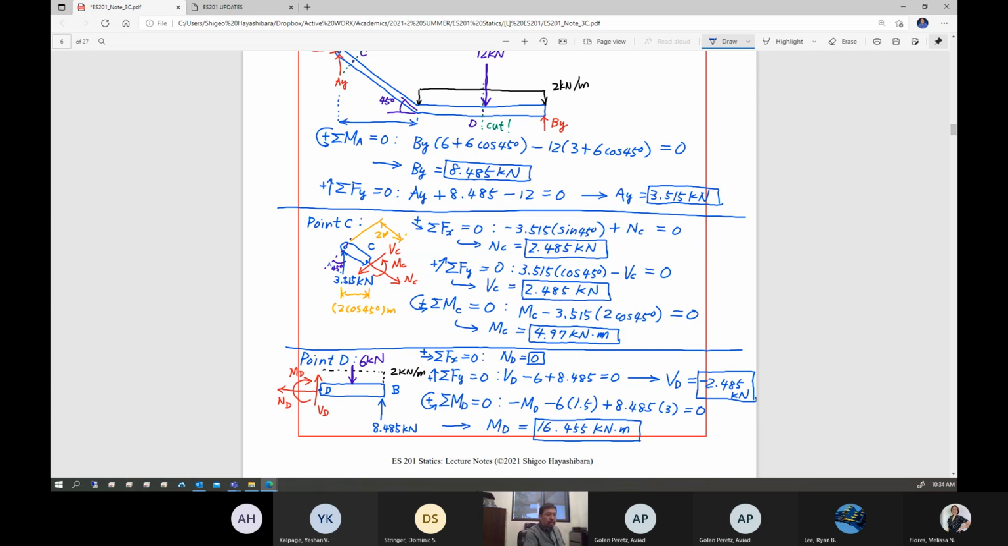Okay. Do you have any question? Yeah, it's quite a bit of computation to figure out everything. Every time you introduce a cut here, a cut there, and try to find the internal shear and moment, do you want to do such a thing? But that's essentially what you need to do if you're trying to develop a diagram of shear and bending moment, okay?